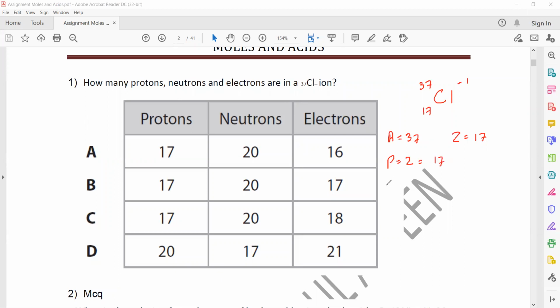To find the neutron number, that is A minus Z, which is 37 minus 17 equals 20. And to find the electron number, that is Z minus the charge. So Z is 17 minus, and the charge is -1, so it will be 17 minus minus plus 1, which is equal to 18. So it has 17 protons, 20 neutrons, and 18 electrons. That's why it matches with option C.